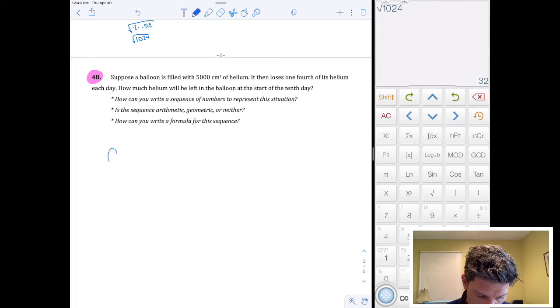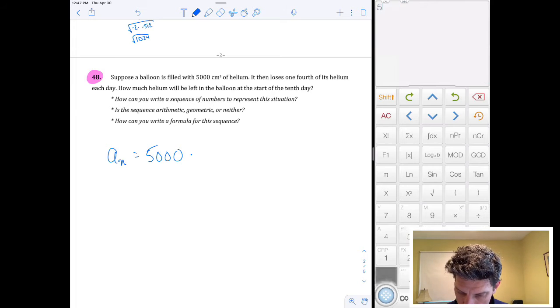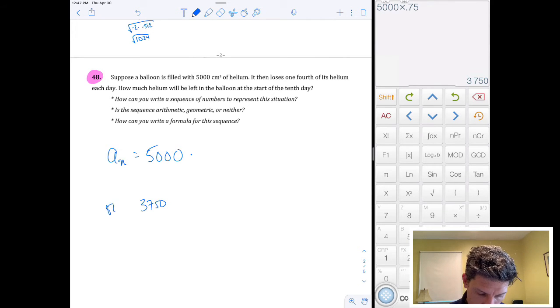I have a to the n is my initial statement. My ratio is going to be dropping by, well, let's see. If we go 5,000 and then we take 75% of that, oh, I should have multiplied. So 5,000 times, I did it again, 0.75. I'm going to go ahead and get 3750, right? So 5,000 to 3750.